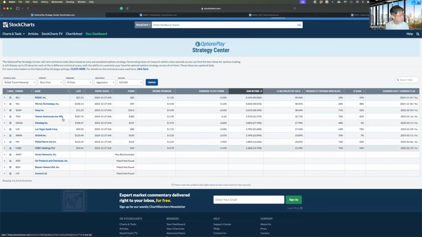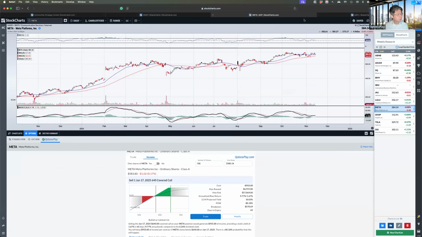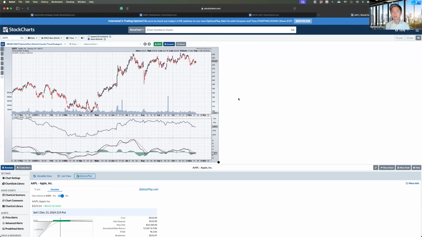And we're giving you stocks that make sense from a selling put perspective, because these are stocks that have broken out and pulled back to a support level, which gives you a more optimal entry for selling a cash secured put. But all of these strategies are covered in the Strategy Center. These are all available to you in ACP or in SharpCharts, directly integrated into your StockCharts.com experience.